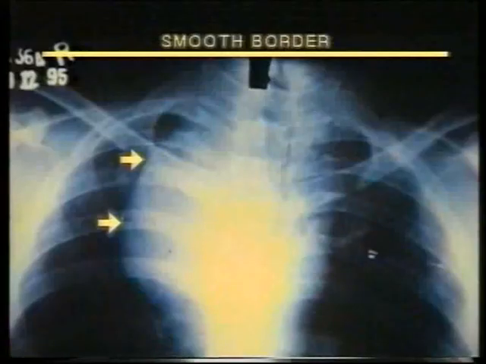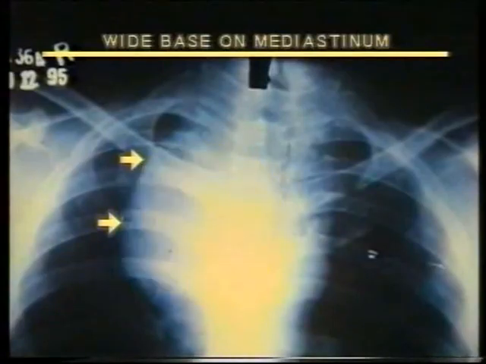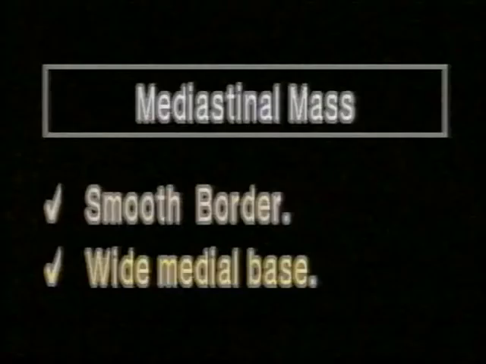Number 1 is the smooth border. Even if the surface of the mass be irregular, the irregularity is ironed out by the 2 layers of pleura, whereas a higher opacity in the lung will never be so smooth. The point number 2 is the wide base towards the mediastinum. By completing the circle of the mass, it is appreciated that its major portion lies in the mediastinum. So the characteristics that differentiate a unilateral mediastinal mass from a lung mass are smooth border and a wide base, that is, the mass is more medially situated.